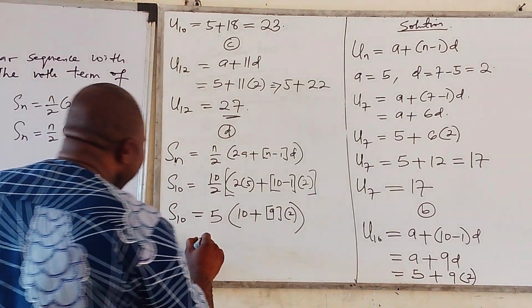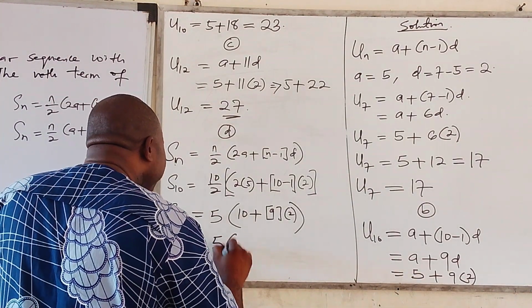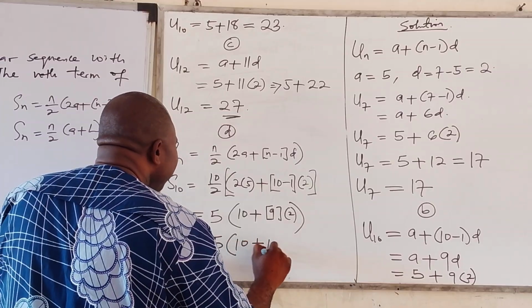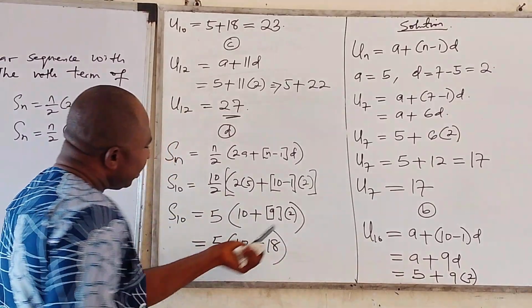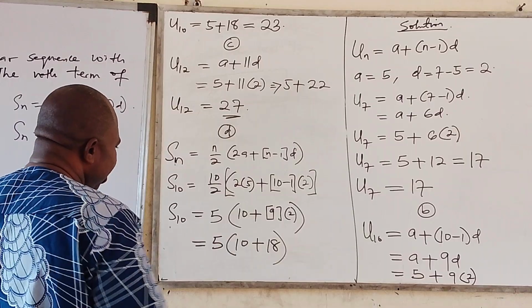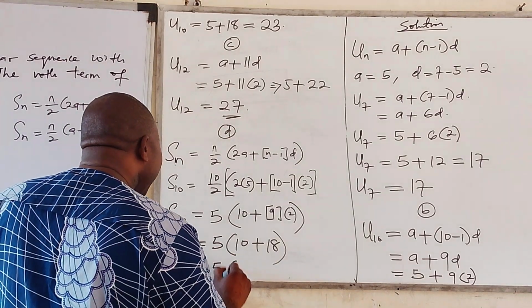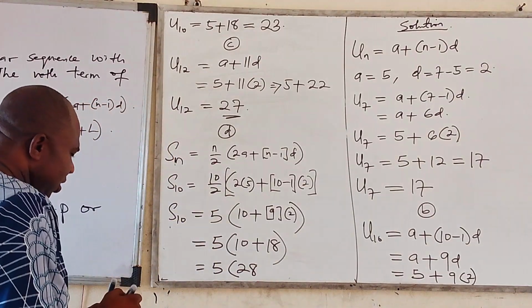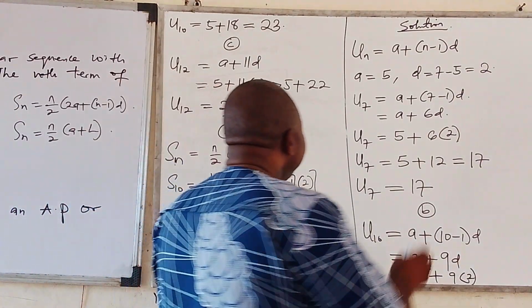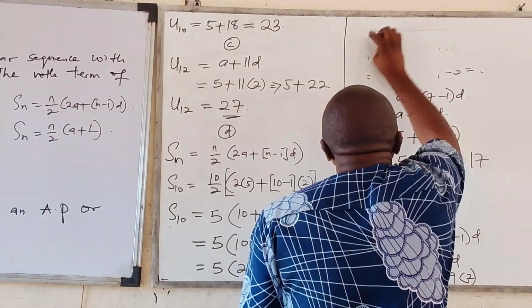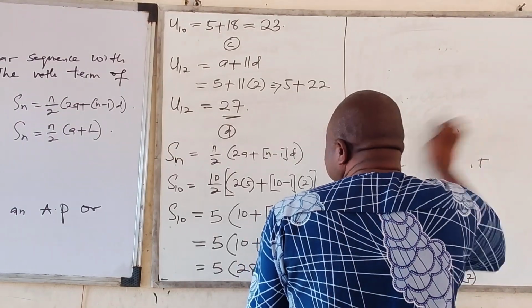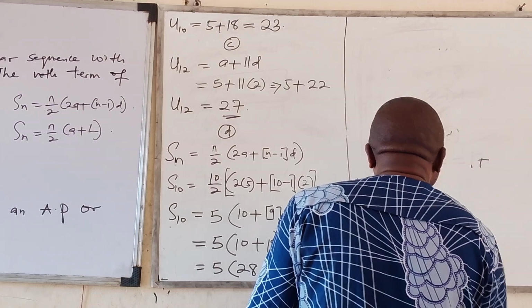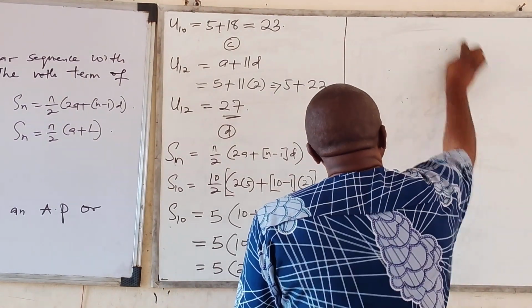So it means here we have 5 in brackets, 10 plus 18, because 9 times 2 is equal to 18. So that will give us 5 times 10 plus 18, which is 28. Now remember, we are still looking at the sum of the first 10 terms.